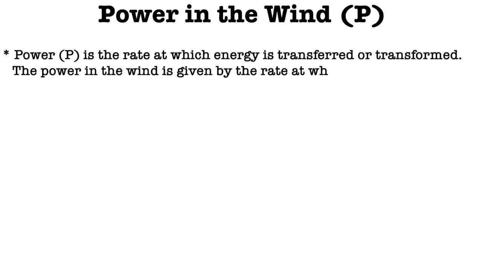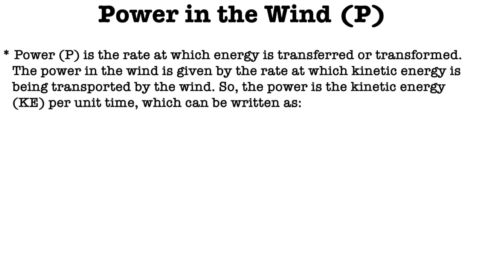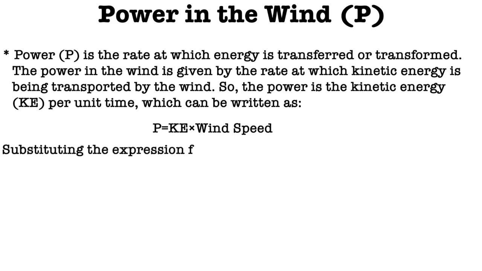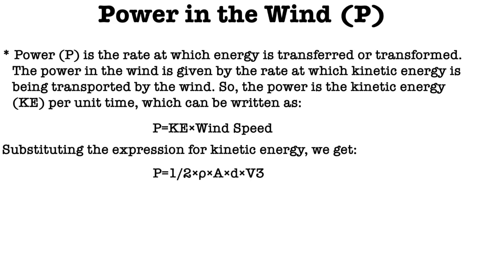Now we will discuss power in the wind. Power is the rate at which energy is transferred or transformed. The power in the wind is given by the rate at which kinetic energy is being transported by the wind. So the power is kinetic energy per unit time, which can be written as power equals kinetic energy times wind speed. Substituting the expression for kinetic energy, we get power equals 1/2 ρ A d v^3.